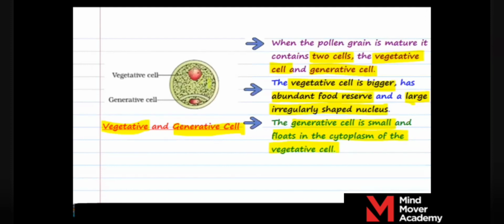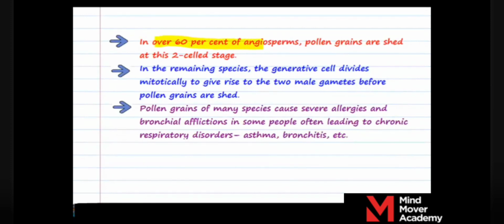Now here in this image you can see very clearly the vegetative cell and the generative cell. The vegetative cell has abundant food reserve and its nucleus is larger in size as compared to that of a generative cell, which is floating in the cytoplasm of the vegetative cell. So these are the two types of cells present in a mature pollen grain. In over 60% of angiosperms, pollen grains are shed at this two-cell stage. So in the case of 60% of the flowering plants, that is the angiosperms, the pollen grains are shed at this two-cell stage, that is the vegetative cell and the generative cell stage.